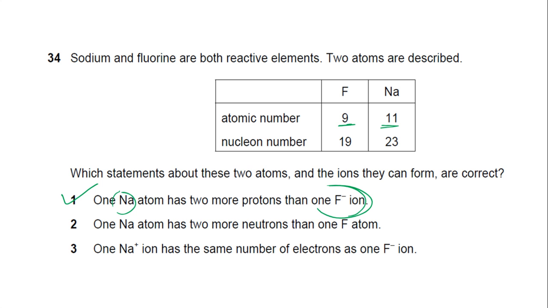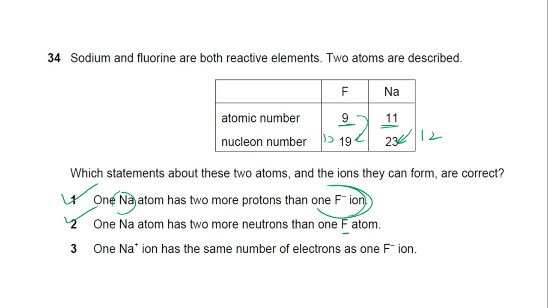Statement 2. One sodium atom has two more neutrons than one fluorine atom. So sodium atom has how many? 12, right? Because 23 minus 11 is 12. And a fluorine atom, because we're comparing a fluorine atom, the difference is of what? 19 minus 9, that gives you 10. So yes, sodium atom does have two more neutrons than one fluorine atom.